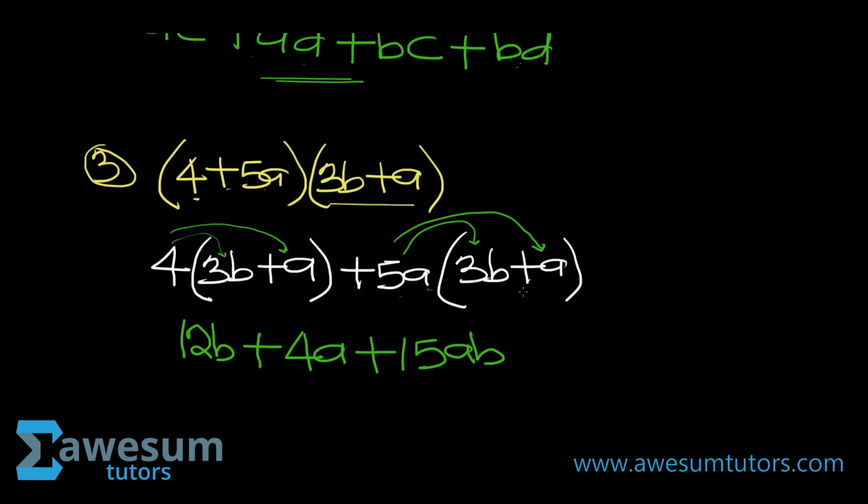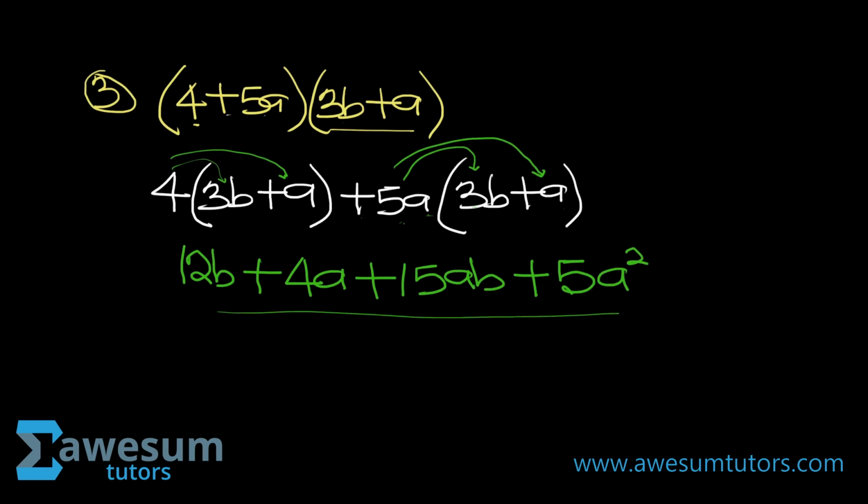Positive times positive, that is like signs, is going to give you positive. 5a times a is going to give you 5a squared. Very good guys. This is a very easy way of expanding algebraic expressions, and if you take a look at this answer right here, you cannot simplify further because you do not have like terms.